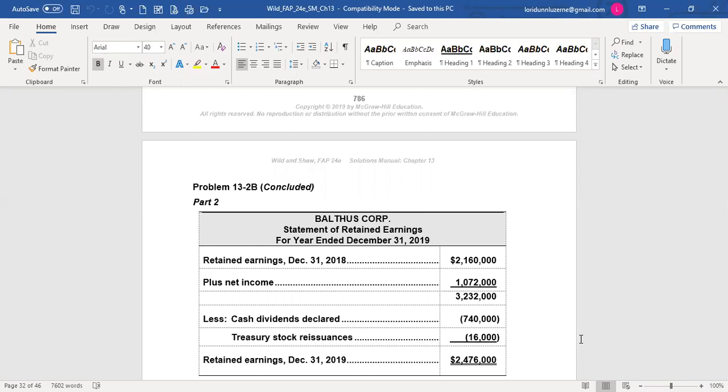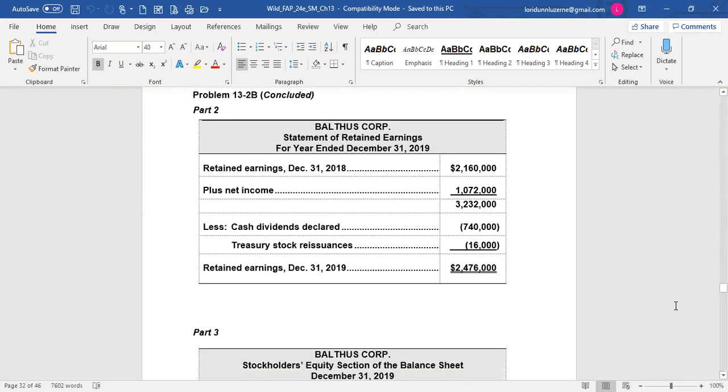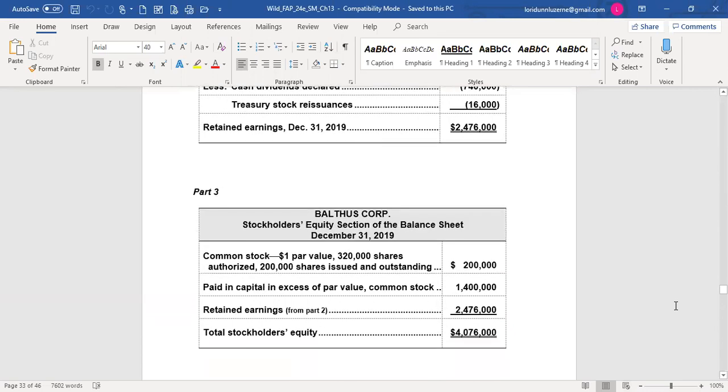So in this statement, that's all we're focusing on is retained earnings. But in part 3, they say prepare the stockholders' equity section of the company's balance sheet as of December 31st, 2019. Now this is nice. I'm going to enjoy showing you this. So remember, we're just focused on the equity section of the balance sheet. Now it'll say stockholders' equity on our balance sheet.